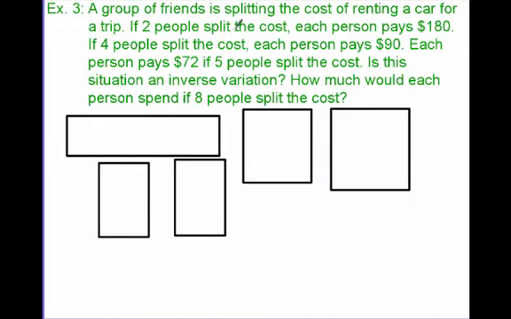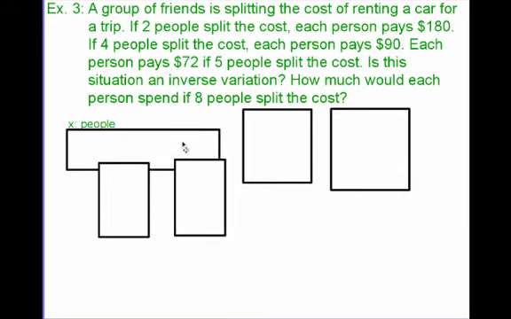Example 3 says, a group of friends is splitting the cost of renting a car for a trip. If two people split the cost, each person pays $180. If four people split the cost, each person pays $90. If five people split the cost, each person pays $72. Is this situation an inverse variation, and how much would each person spend if eight people split the cost?